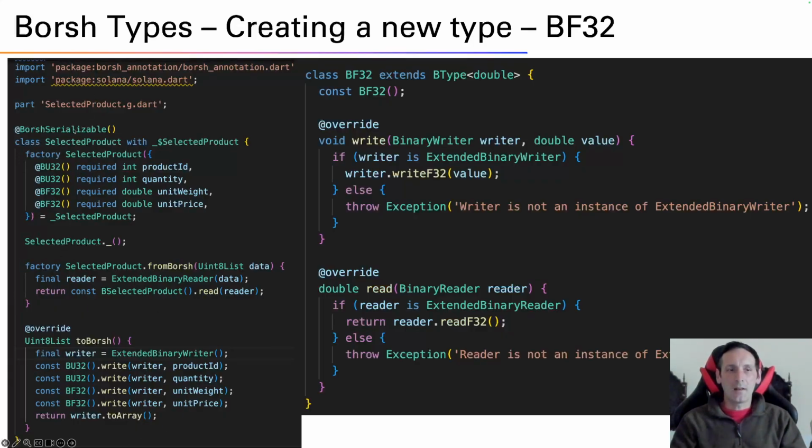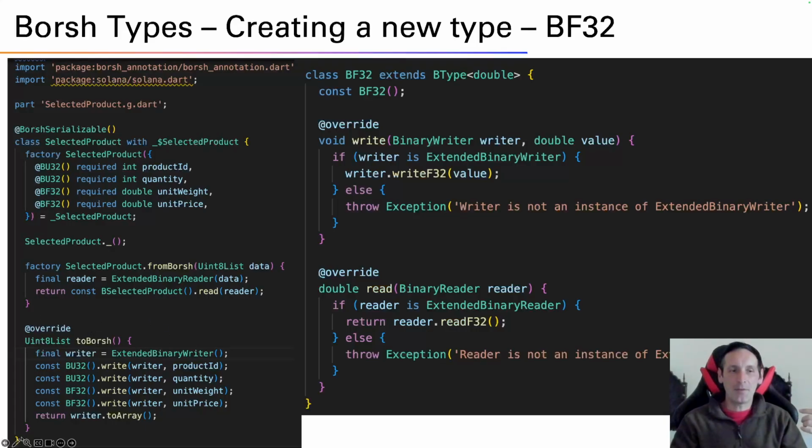So when we define this class, these two are super important, of course, because one is the from Borsh, so it deserializes the data from the binary format into this class in memory. It receives the binary data here in the argument, and it basically returns this selected product in a usable format by the application, so that you can read from it.